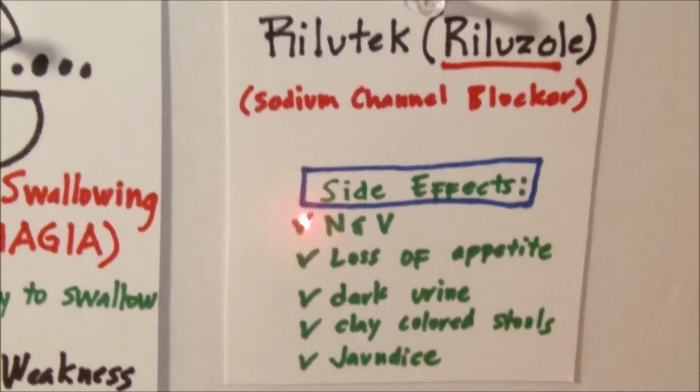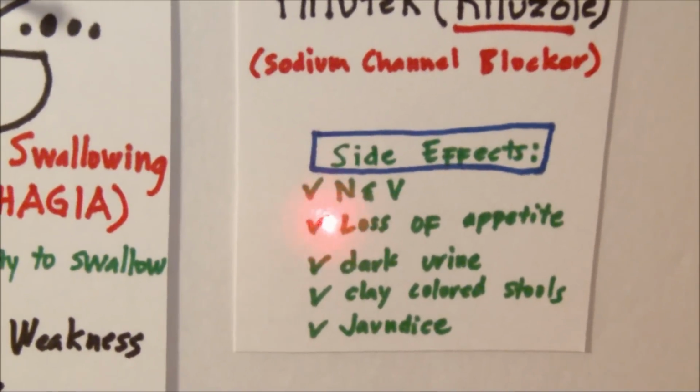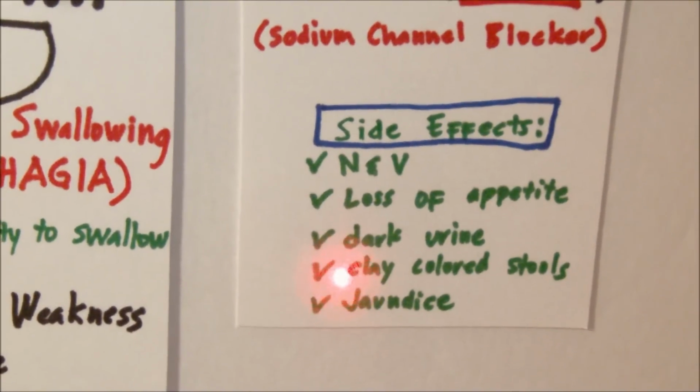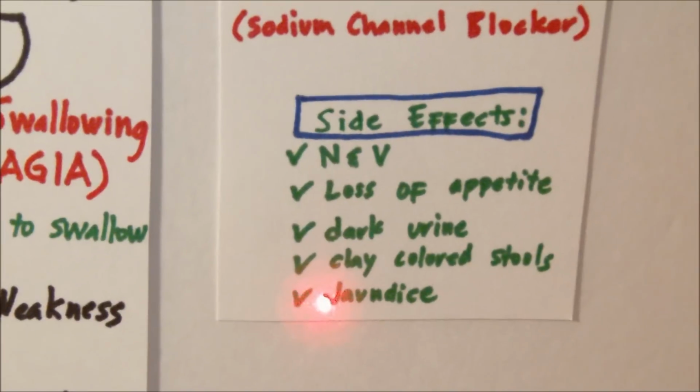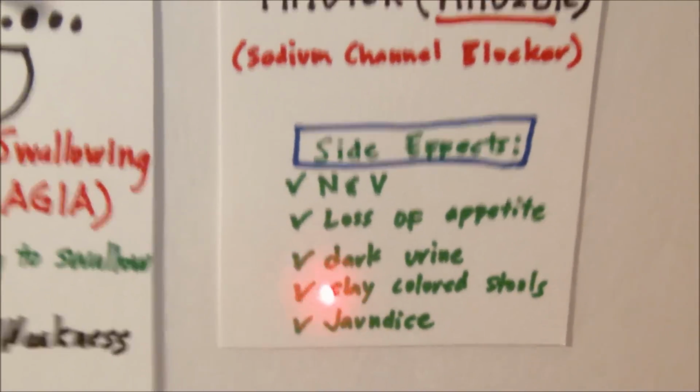What are the side effects of riluzole? The patient could have nausea and vomiting, loss of appetite, dark urine. The stools could be clay colored, right? The patient could be jaundiced, some body aches, fevers, and chills.